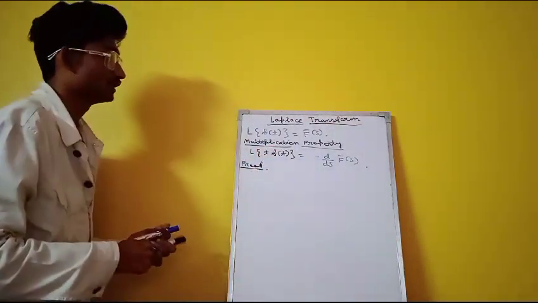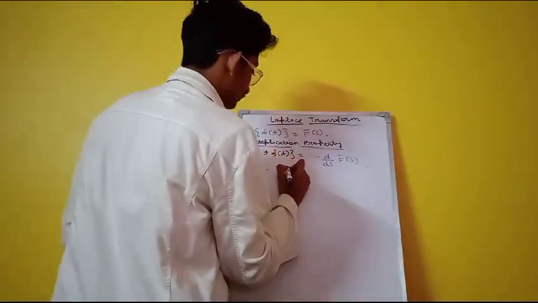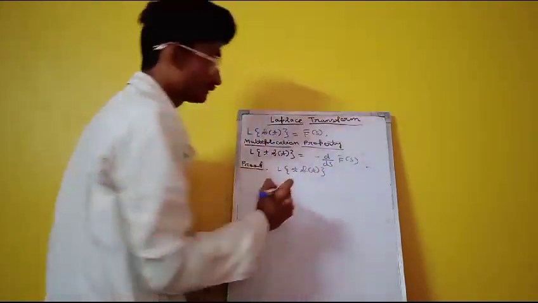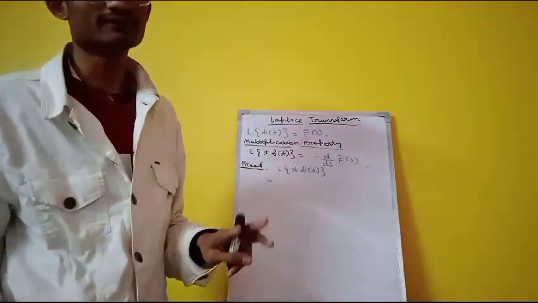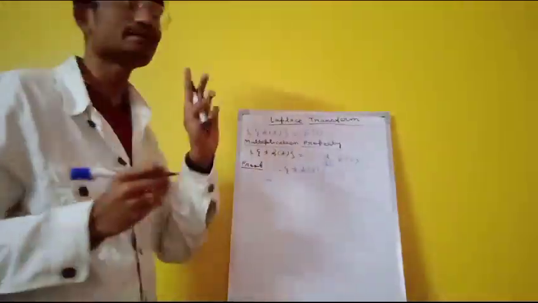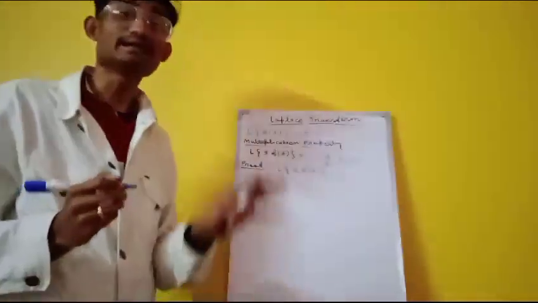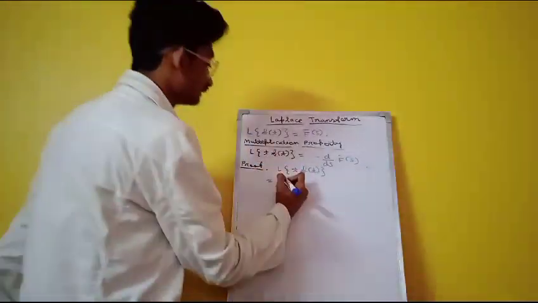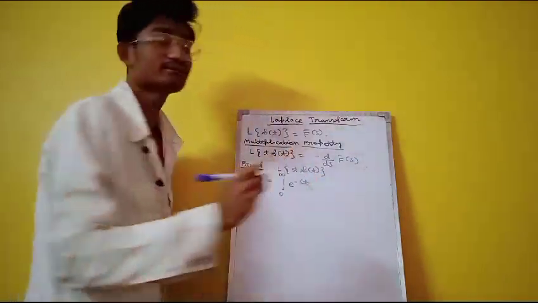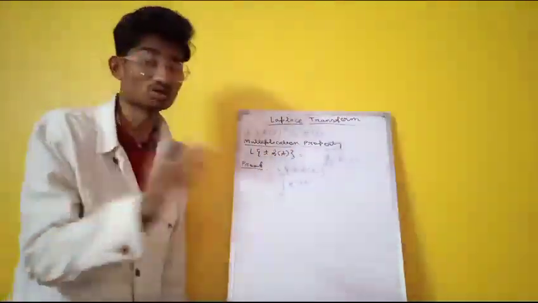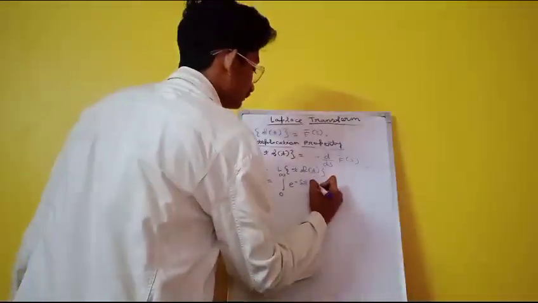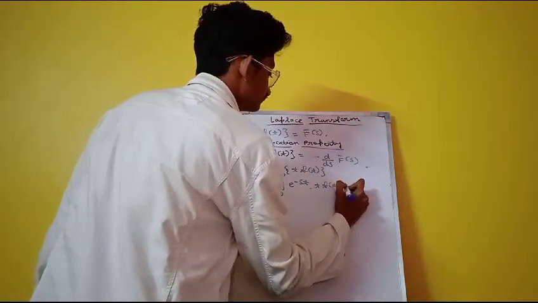So Laplace of t f of t. Laplace means a combination of three particular things: integral, exponential and factor. By the basic definition of Laplace, we can write that Laplace of t f of t is the integral from 0 to infinity of e raised to power minus st into the factor. What is the factor? This whole thing is the factor. Not only f of t is the factor, but t f of t is the factor. So t times f of t dt.